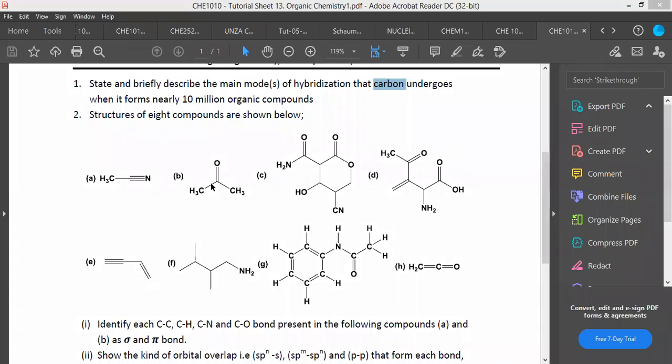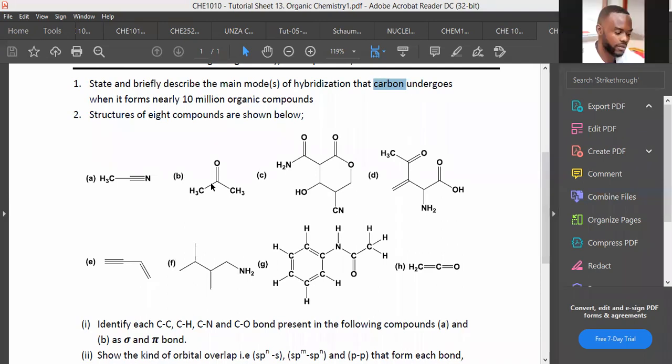And then we are going to have two p orbitals that are going to remain unhybridized. These unhybridized p orbitals are going to bring about side overlaps, and from their side overlaps, they are going to form two pi bonds. So sp hybridized carbon should have two pi bonds and two sigma bonds.